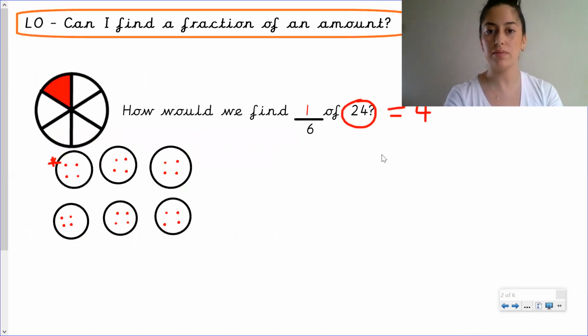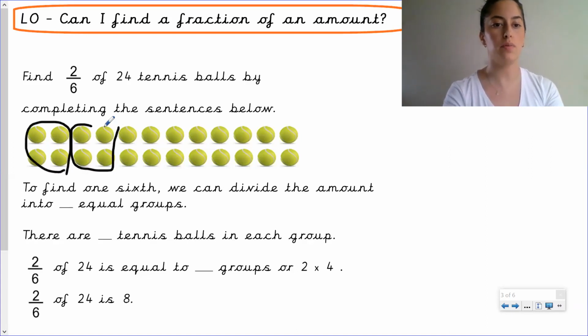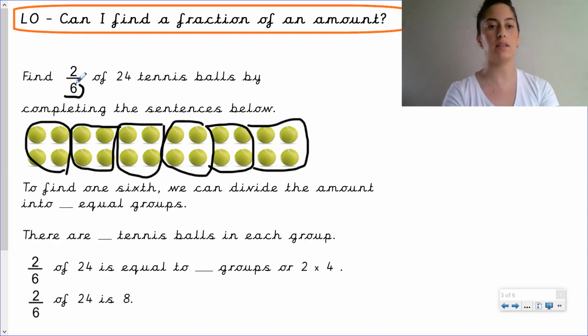So we have already found 1/6 of 24. We know there's going to be 4 in each group. So what I can do is draw circles around my tennis balls to represent the equal groups, because I already know that there's 4 in each group when I do 24 divided by 6. Okay, now that I've divided 24 into 6 equal groups, I need to look at my numerator to see how many parts I need to consider.